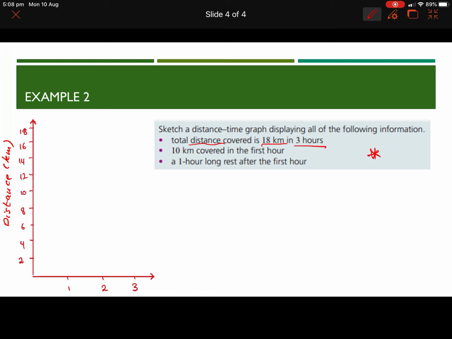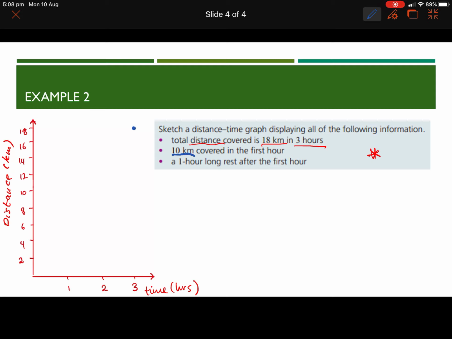And it says the total distance covered is 18 kilometres in 3 hours. So it takes a total of 3 hours. Down the bottom here is time in hours. So it's important to label your axes all the time. And in saying that, we can put a little point. That's the end, because that's the final distance, at 3 hours and 18 kilometres, the end of our car drive or our walk, whatever it may be.